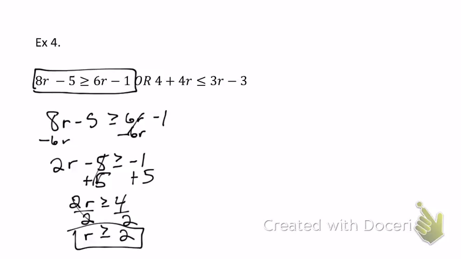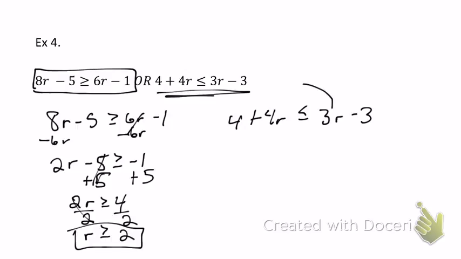Okay, half done. Now I come to the second equation where we have 4 plus 4r is less than or equal to 3r minus 3. I need to get my r's on the same side, so between 4 and 3, 3 is smaller, so I'm going to take my 3r over here by subtracting 3r's on each side. So that 3r minus 3r is going to leave me no r's on the right with a negative 3. On the left, we have 4r minus 3r would be 1r. We still have that plus 4.